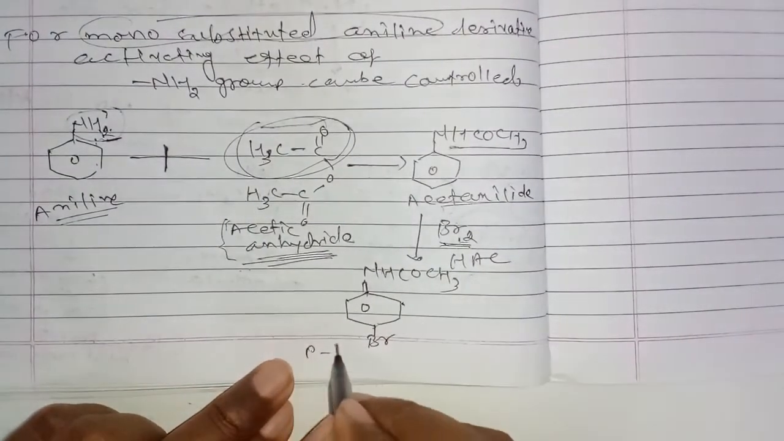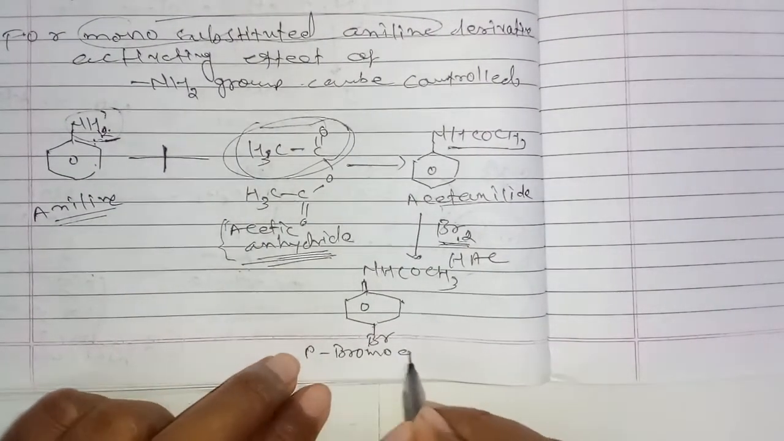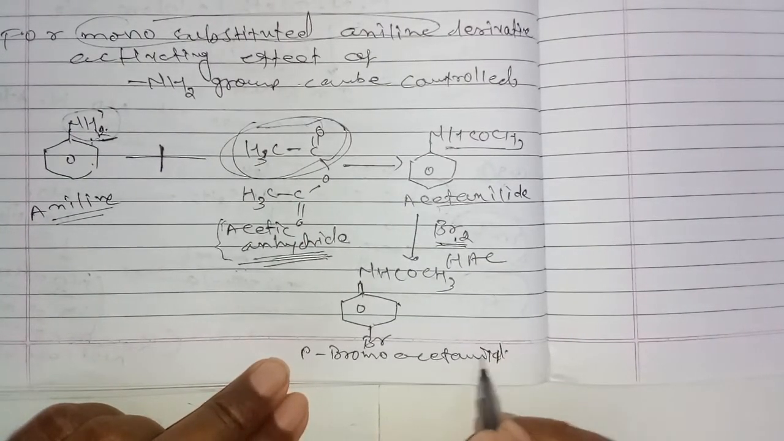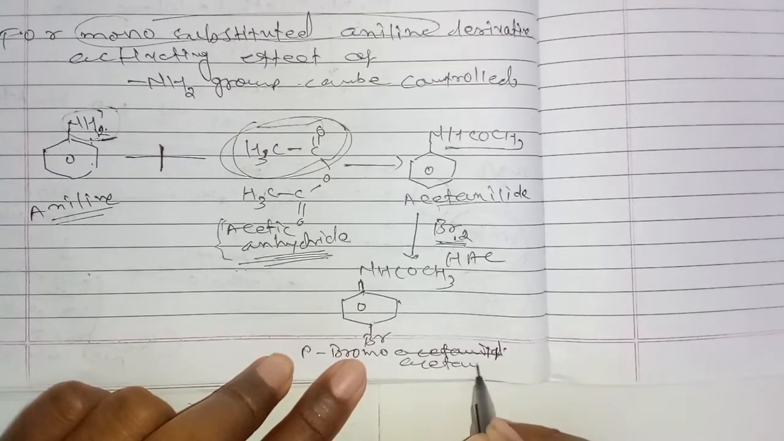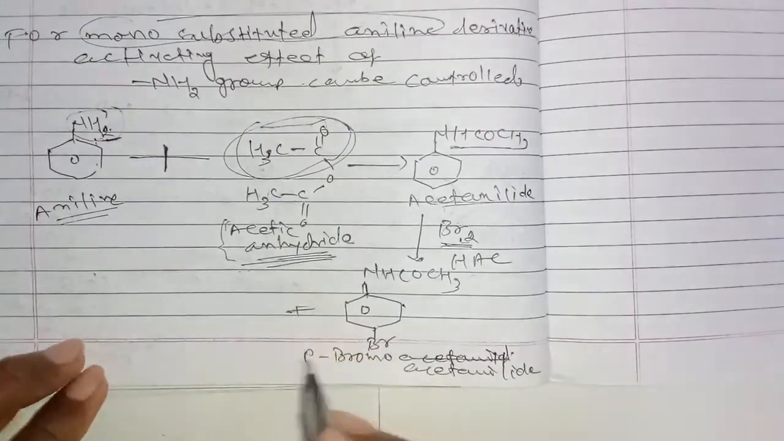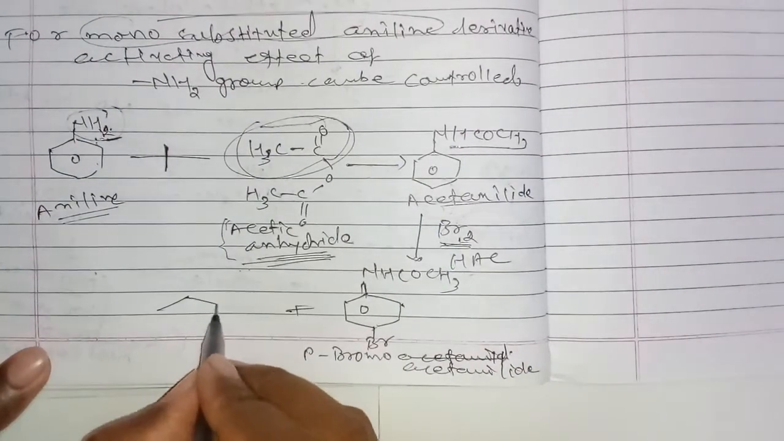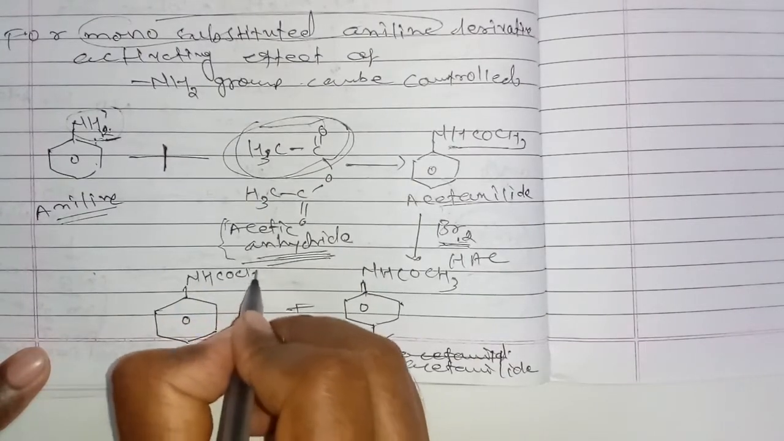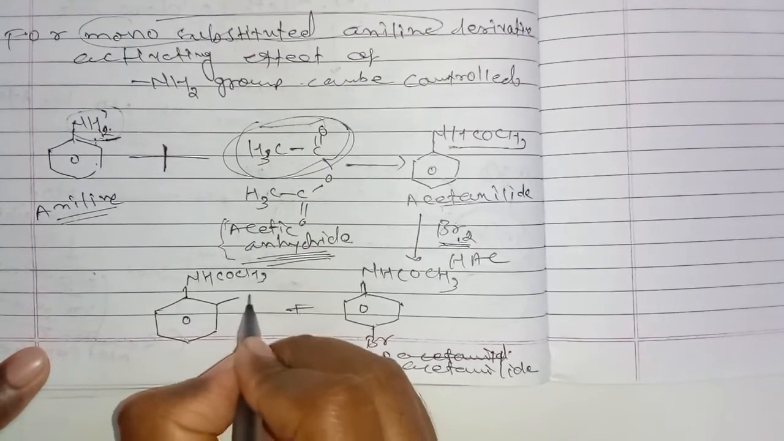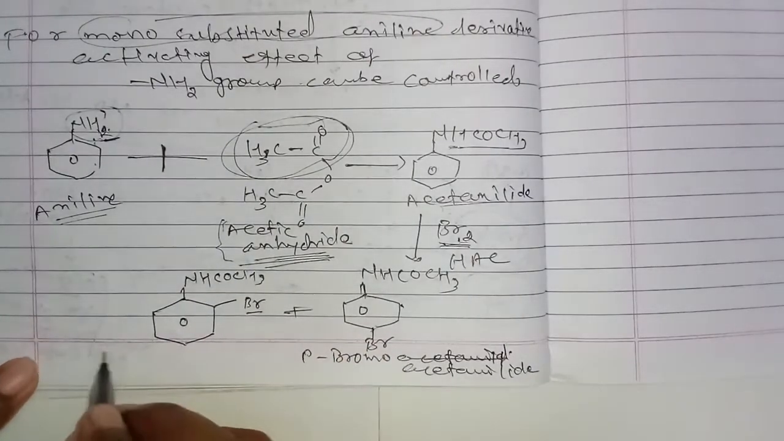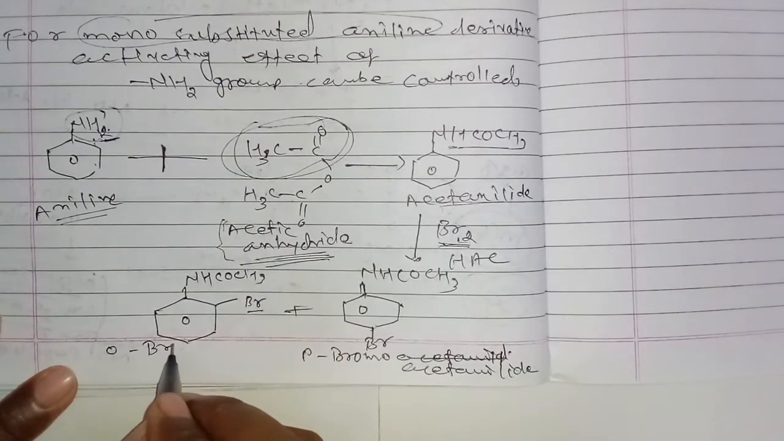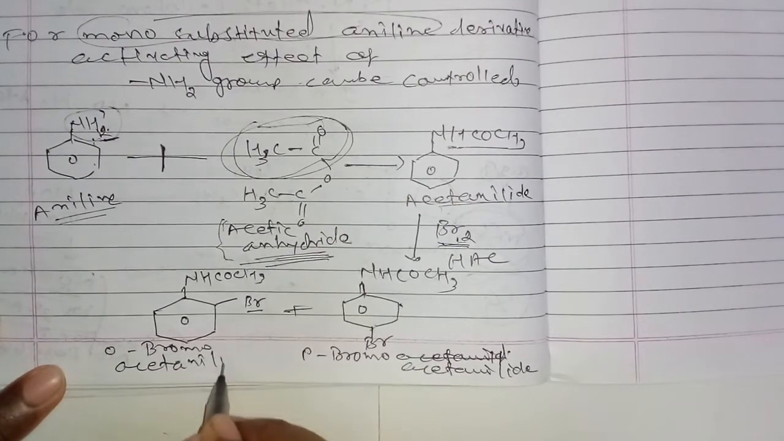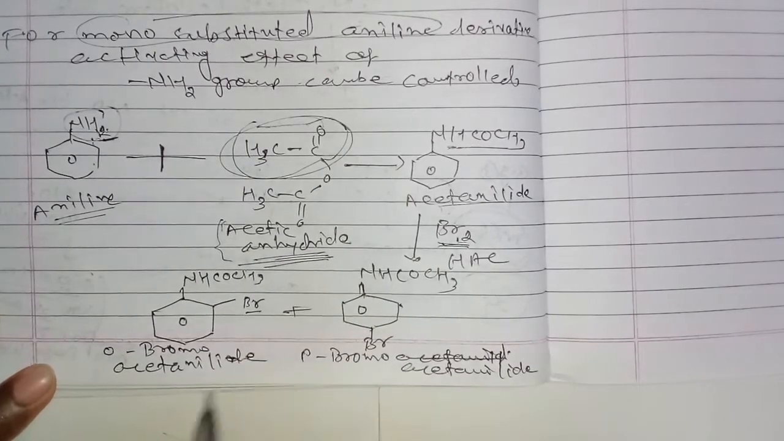Named as para-bromoacetanilide. And another product is formed, which is acetanilide, and on the ortho position the bromine group is attached. It is named as ortho-bromoacetanilide.